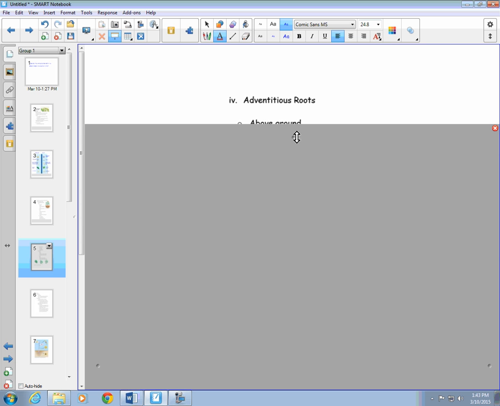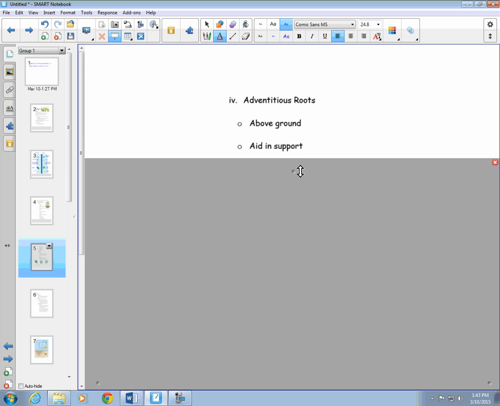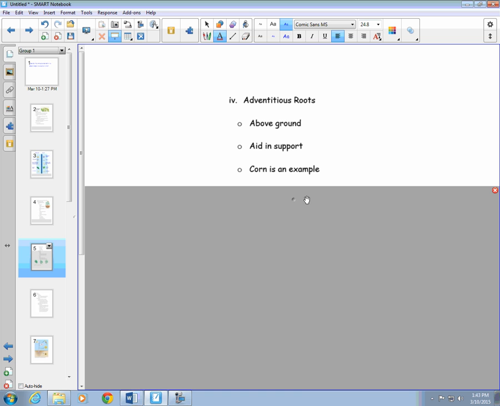There are also adventitious roots, and these are roots that run above ground. They help in support. Corn is a great example of a plant that is very tall, and the root system that corn has alone would not support its height. Corn is actually a monocot, which means it has only a fibrous root system. It doesn't have a taproot, which would offer a little more of an anchor. So these types of roots grow above the ground.